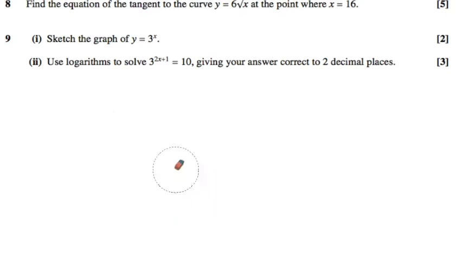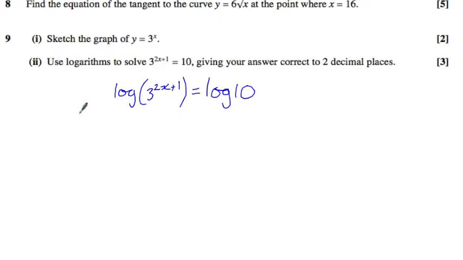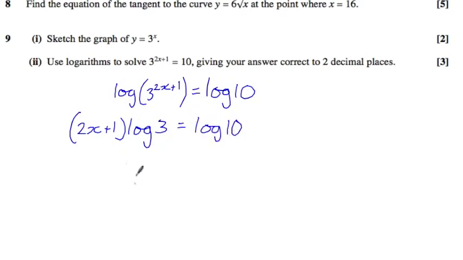Okay, use logarithms to solve 3 to the 2x plus 1 equals 10. So first thing I'm going to do is take their advice and log both sides. So we'll have log of 3 to the 2x plus 1 equals log 10. So 2x plus 1, lots of log 3, equals log 10. So then I think I'm going to divide by log 3. There's different ways to do this. You've essentially just got to get the x on its own. So that would be log 10 divided by log 3. Remember, don't be fooled into thinking that's log 7. There's no log rule for doing division.